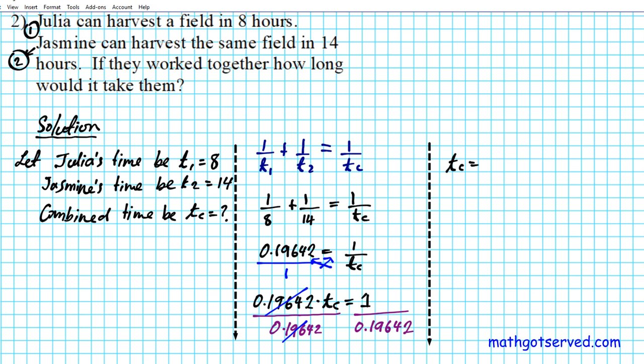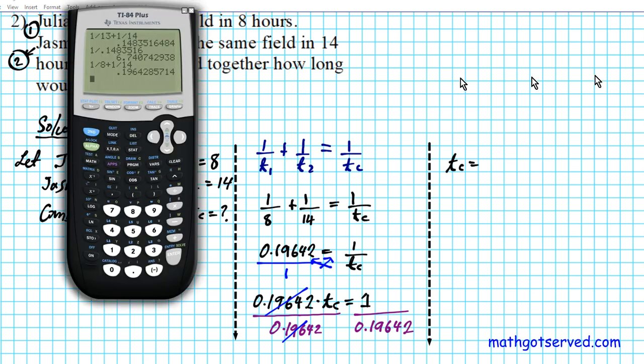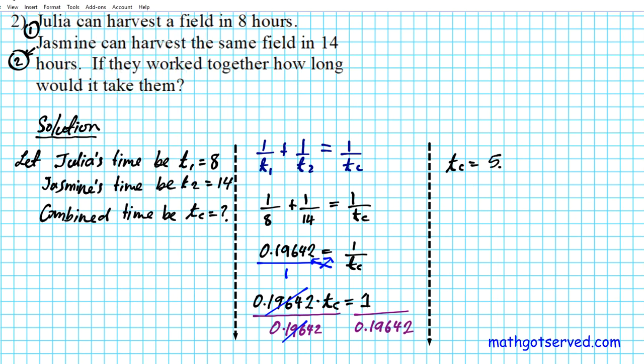Combined time, let's go ahead and plug that into our calculators, is 1 divided by, you can just put answer if you're using a TI-84, but for other calculators, you have to type it in. So let's do that. 0.19642. Okay, so it's going to take 5.09 hours to 2 decimal places, so 5.09.